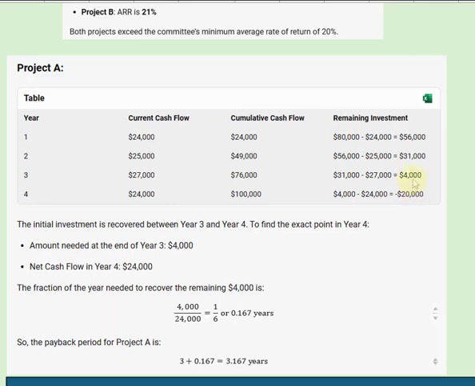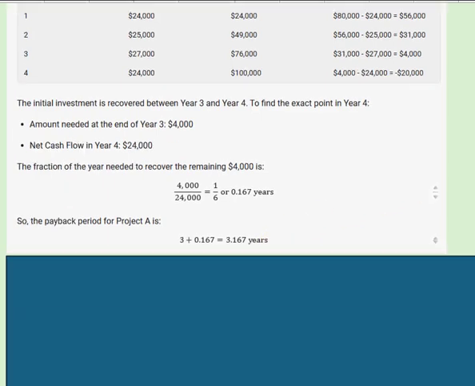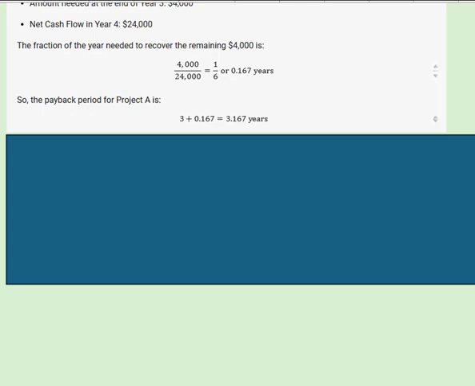So we've got to take the positive value at the end of 3 years, 4,000, and calculate a partial year. The 4,000 divided by the next year's cash flow, that's the 24,000 there, is 1/6. So the payback period for Project A is 3.167 years. Now, let's take a look at Project B next.